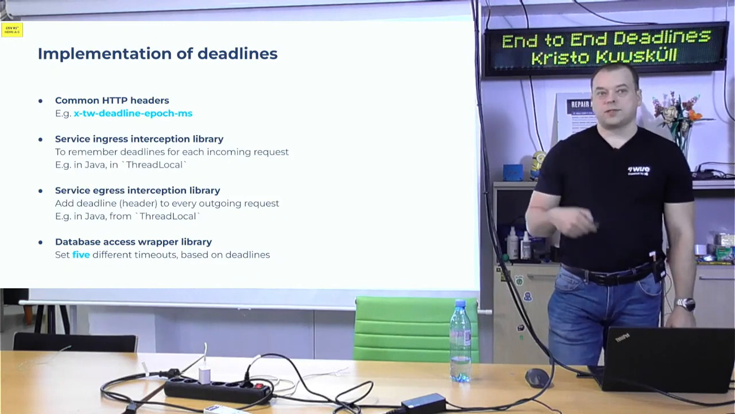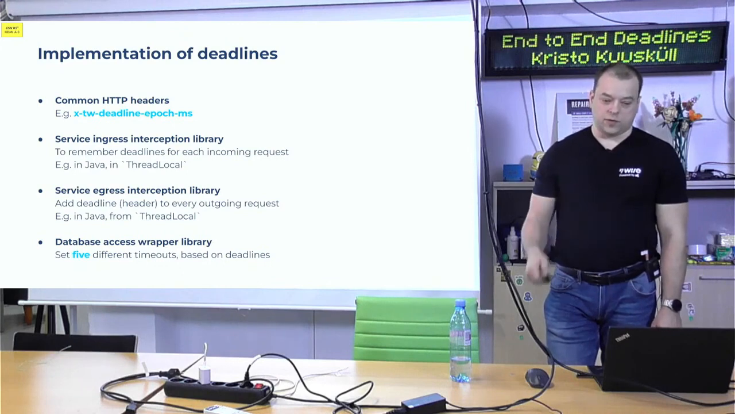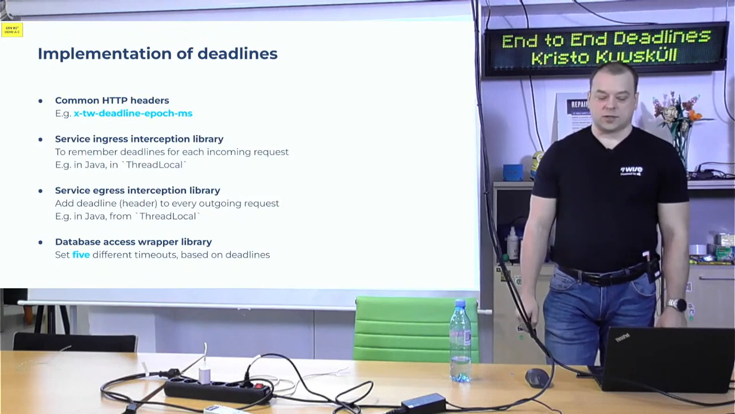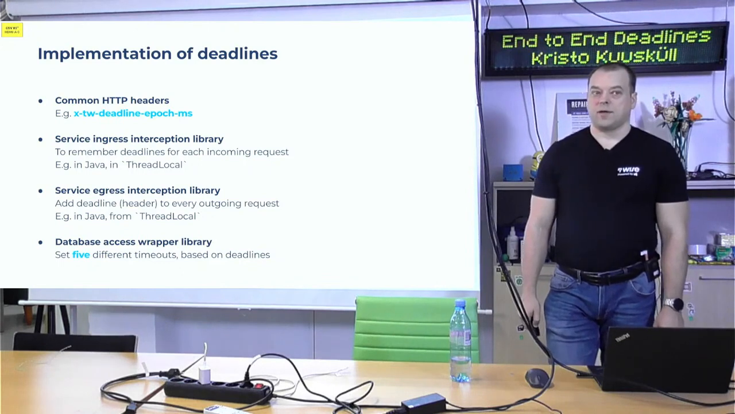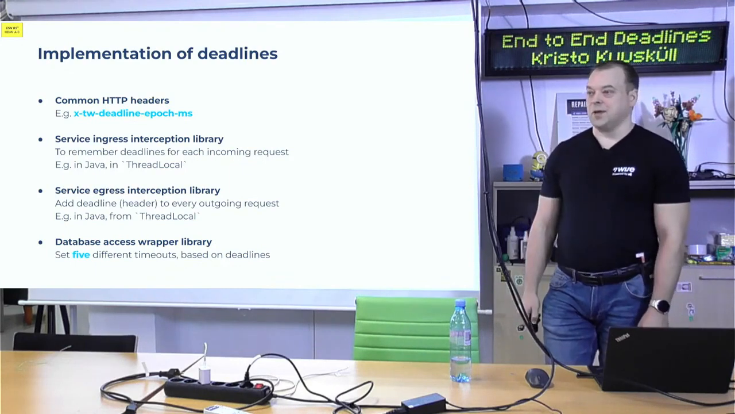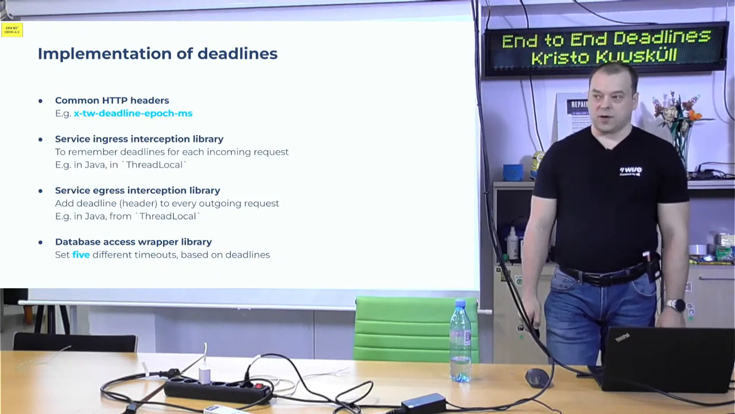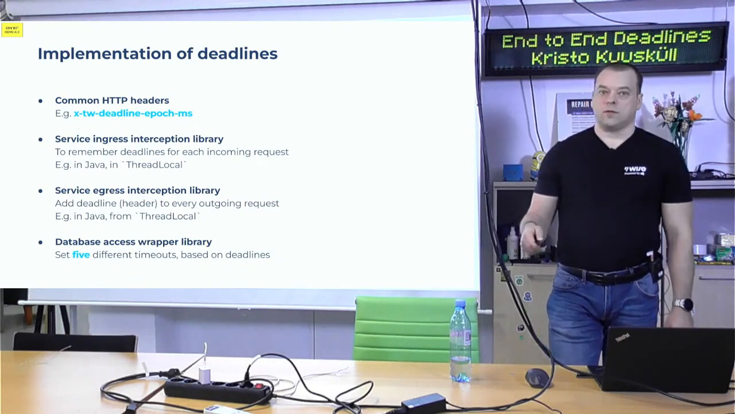The implementation is actually very simple. It just takes time. First, we defined a clear HTTP header, which allows us to propagate the deadline. Then we created a service ingress library, which is like an interceptor or filter. I'm not very aware of what kind of technologies the audience uses, so I'm trying to generalize a little, but essentially it's some kind of service ingress filter which takes this deadline and puts it into the request context.